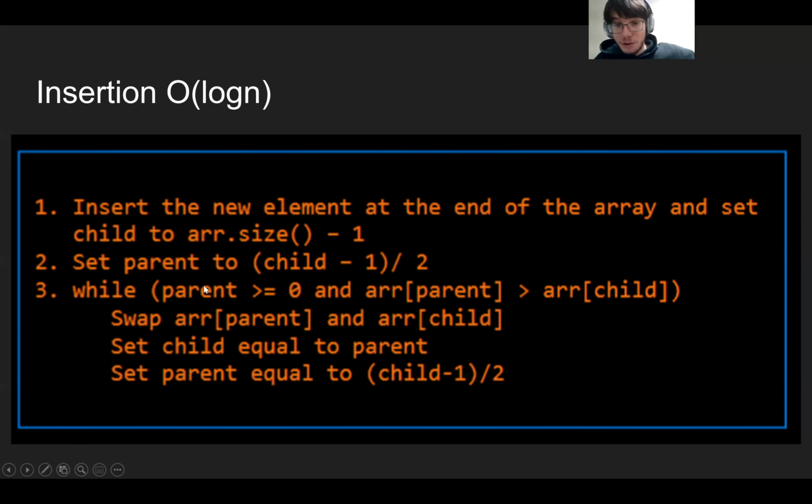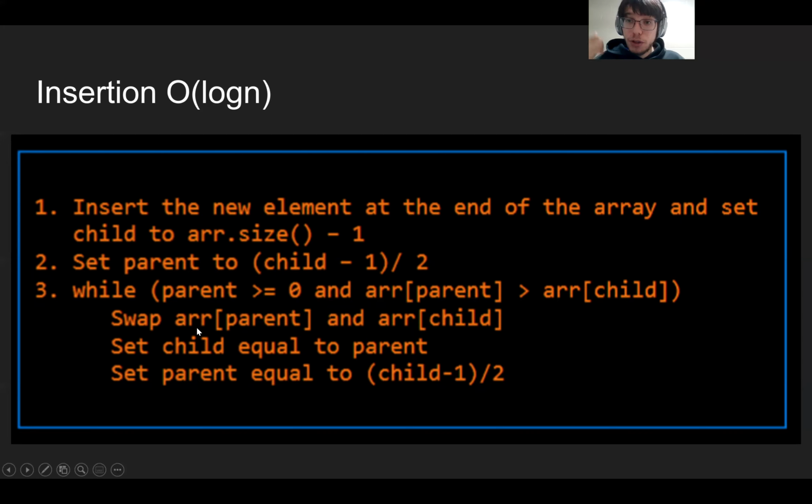And while the parent is greater than zero, what this check does is make sure that if you reach the root, you can't go any further. So once you reach the root, you can't swap with anything. So while your element is not the root yet, and you haven't reached a point at which the parent is larger than the child. Because if the parent is larger than the child, you also don't keep swapping. You're just done.